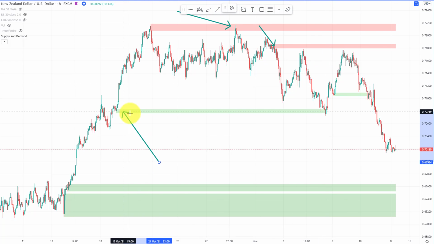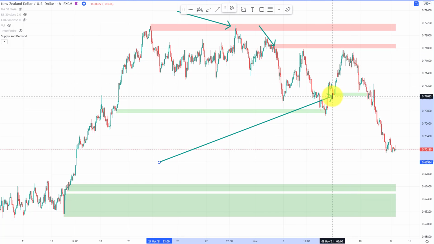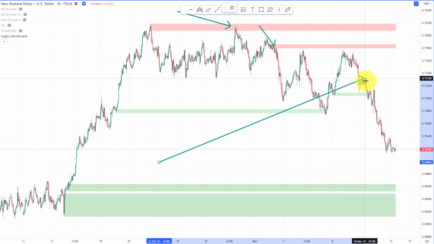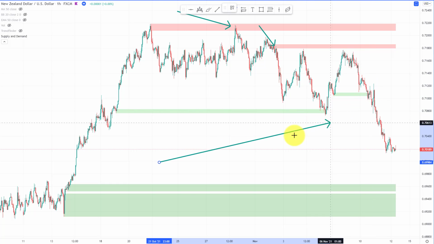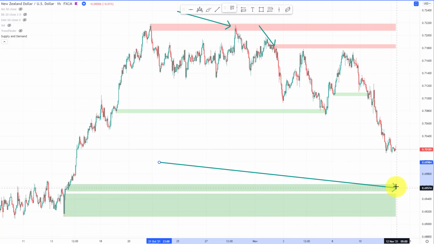Here you can see a demand area was created, and the market then rallied higher off of this. Here a zone was created, the market showed a small reaction first and then broke through it later on. This zone has not been tested yet, so it's still fresh, as we would say, and this is how you could use it in the future.